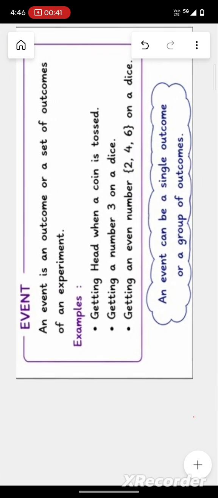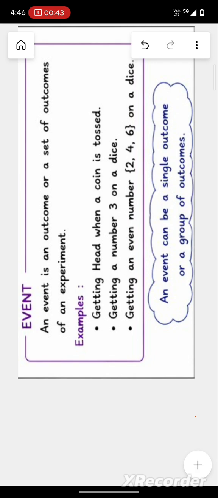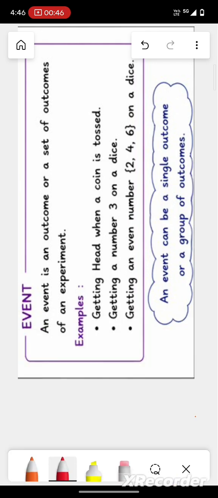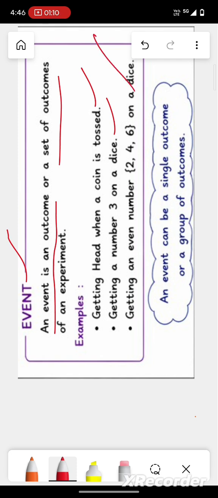The next one, event. An event is an outcome or set of outcomes. The result of an experiment is called an outcome, and one outcome or set of outcomes is called an event. Example, getting a head when a coin is tossed, getting a number 3 when a dice is thrown, getting an even number when a dice is thrown. An event can be a single outcome or a group of outcomes.